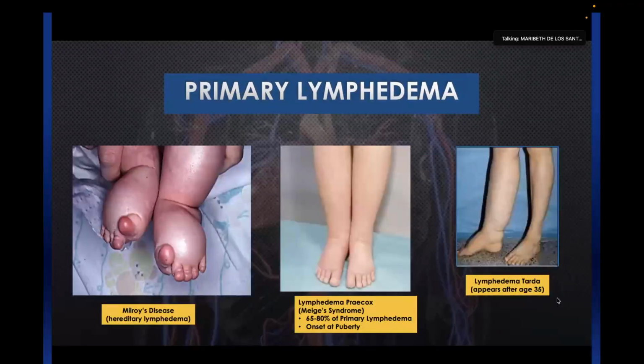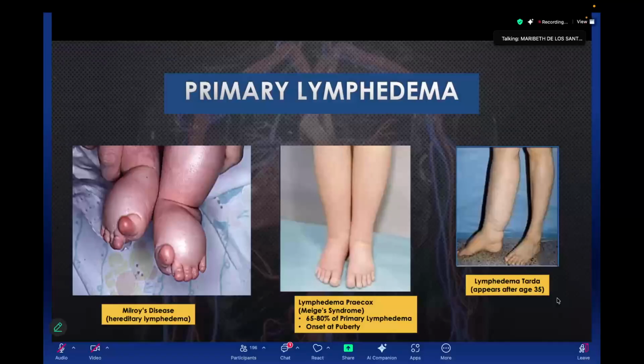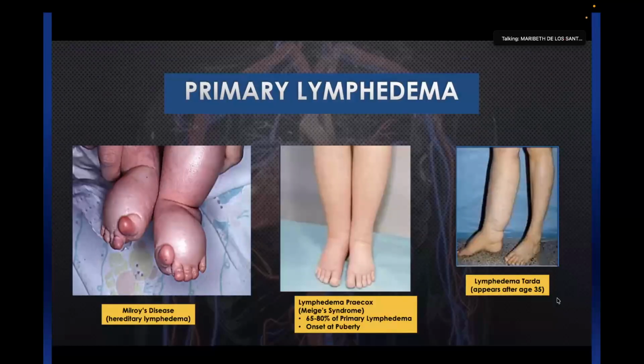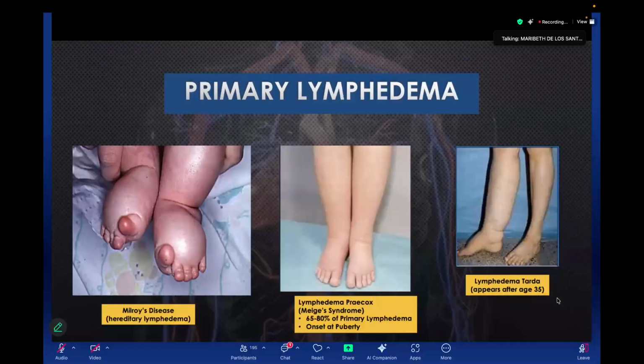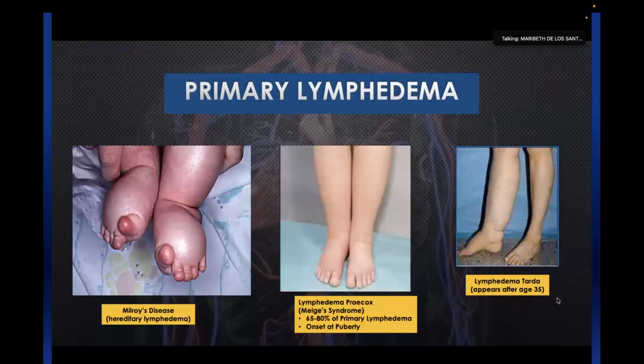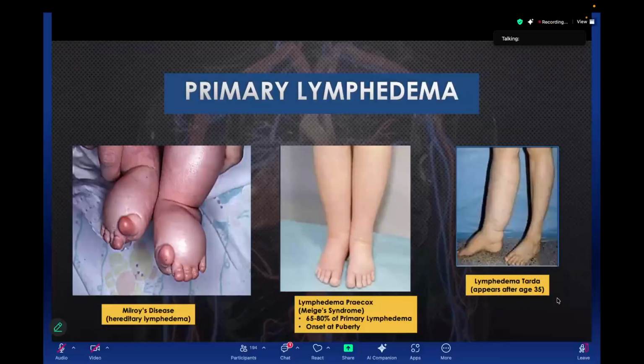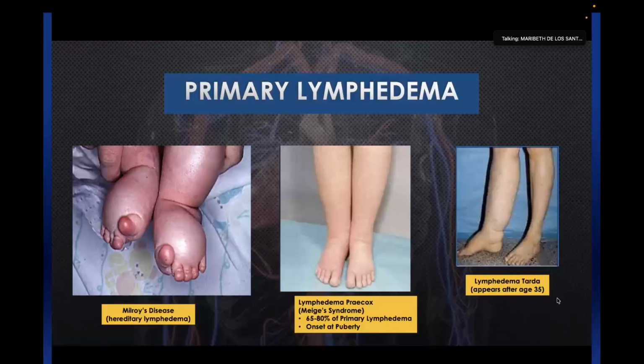So these pictures are examples of primary lymphedema. To your left is an example of hereditary lymphedema in a baby. We have Milroy's disease. This occurs anywhere from birth to 1 year, is twice as likely in females, and is 10 to 25% of cases.